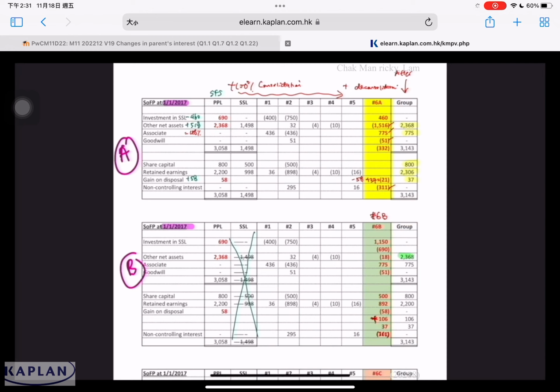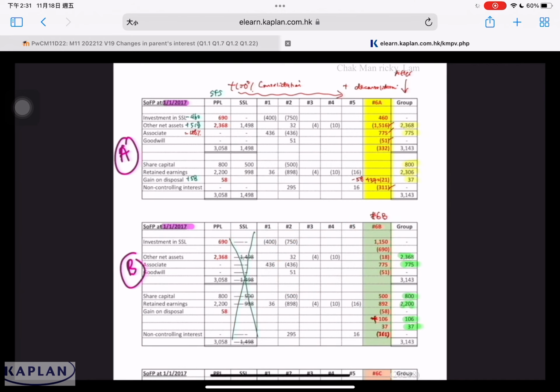238, 238. 775, 775. Share cap, 236. Then there's a gain on loss of control, 37, 37. You can see that method 1 and method 2, at the end of the day, get the same answer. This is the proper method. Consolidate, then deconsolidate. The second method is, do not add out the subsidiary, but you still have to pass the consolidation adjustment. Then you have an adjustment entry to reverse whatever you pass.